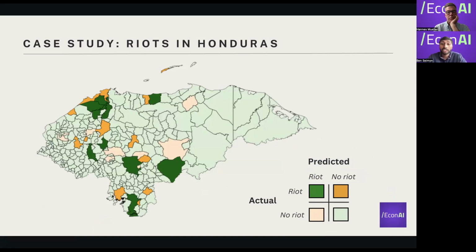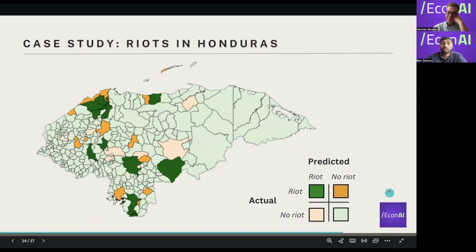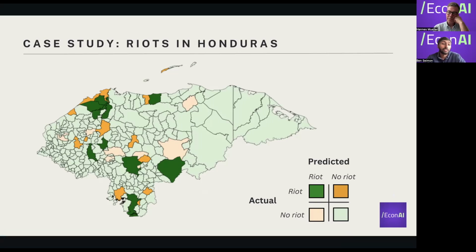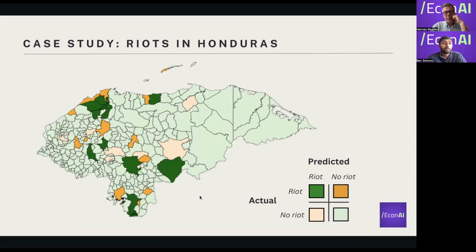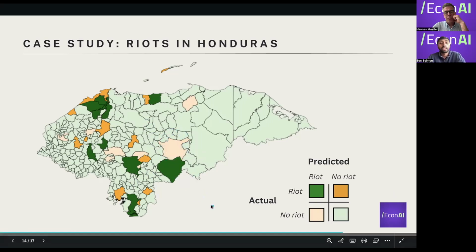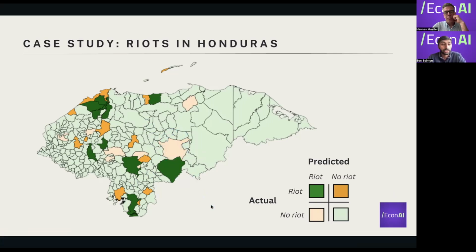This means that we predicted a riot, but nothing actually happened, this lighter orange. And then we have this dark orange, which we call a false negative. We predicted no riot, and in fact, a riot did materialize. So you see from our map, we make some mistakes, but generally we're doing quite well in the country. So we're predicting riots in these bigger admin 2 units. And then we have some false positives in adjacent regions, and then some false negatives towards the northwest.